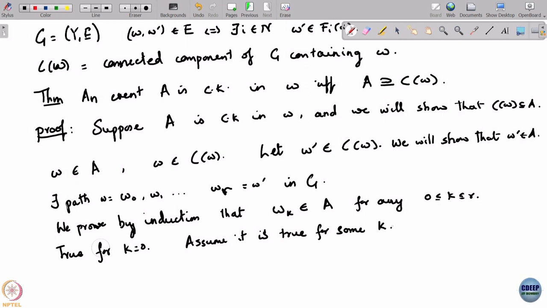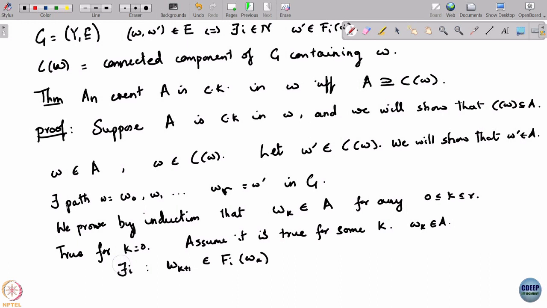Okay. Assume it is true for some k. Now, if it is true for some k, remember I said omega k and omega k plus 1 is an edge, which means that there is a player who cannot distinguish between these two. So assume it is true for some k, which means omega k is in A. And now we also know that there exists an i such that omega k plus 1 is in Fi of omega k.